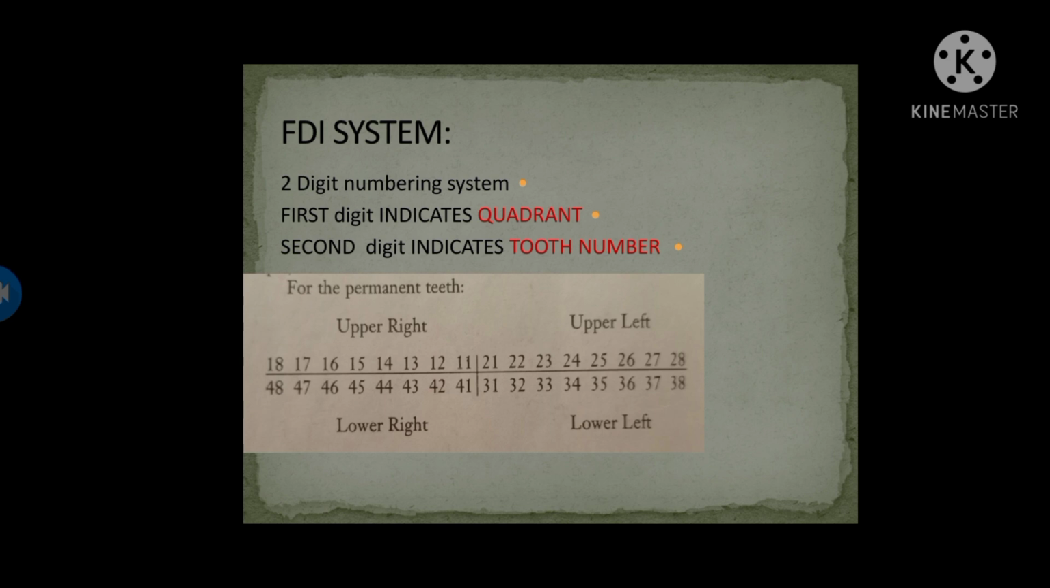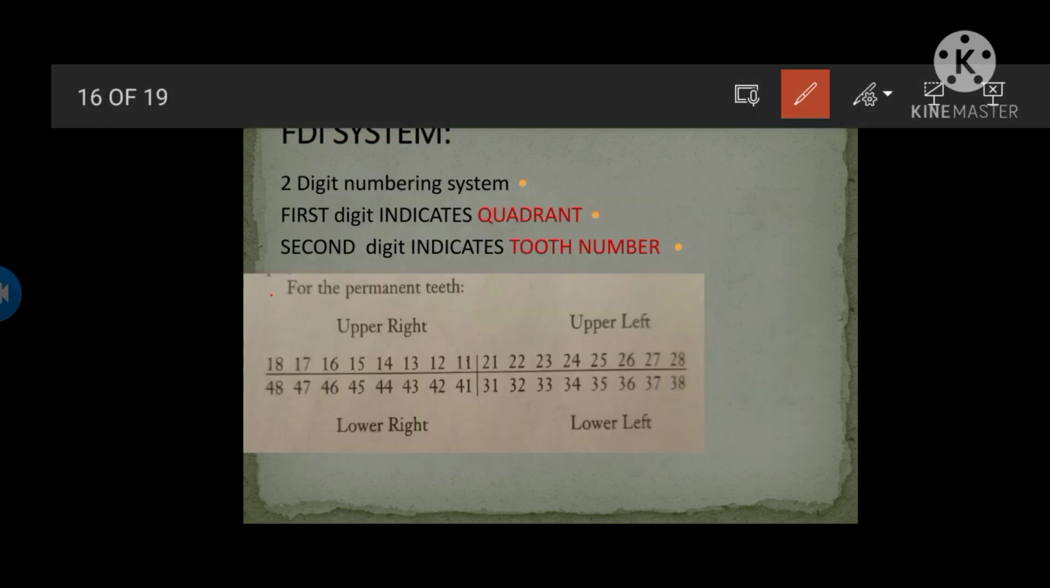In FDI system, basically it is a two-digit number system, right? The first digit is indicating the quadrant and the second digit is indicating the tooth number. As you can see in this type of dentition, here we have permanent dentition. Here comes the first quadrant, here we have the second quadrant, here the third quadrant, here the fourth quadrant. We would be going in a clockwise direction, like this: first, second, third, and then fourth. So the first digit would be indicating the quadrant number, and the second would be indicating the tooth number.